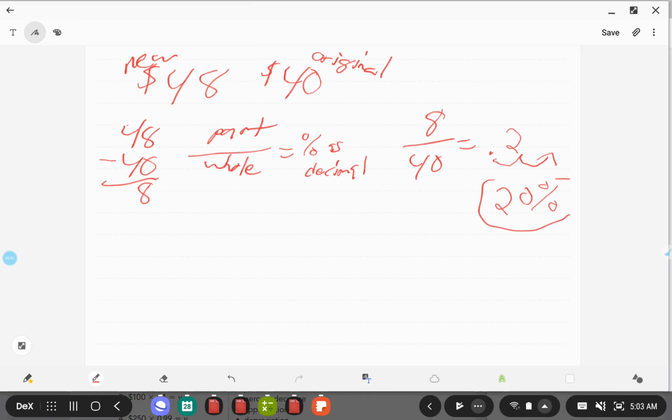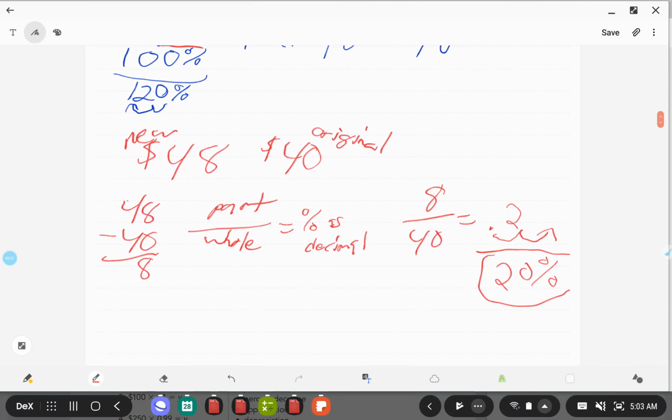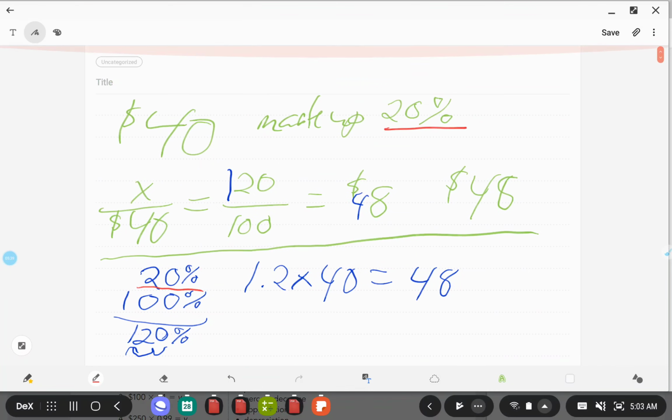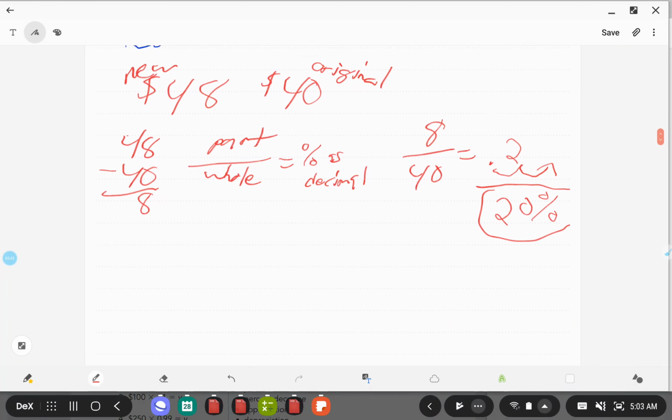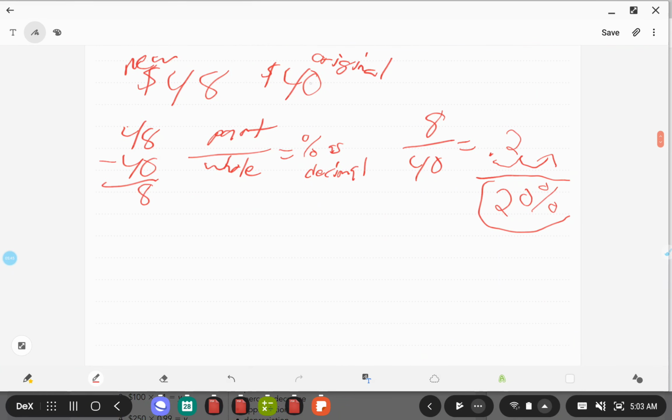There was a markup of 20%, which is, since I used the same problems as before, the same thing I had up here, right? So you can answer that by taking the new, subtracting the original, getting our answer, which was 8, and using our part over whole formula to get the percentage, right? That's one way to do it.